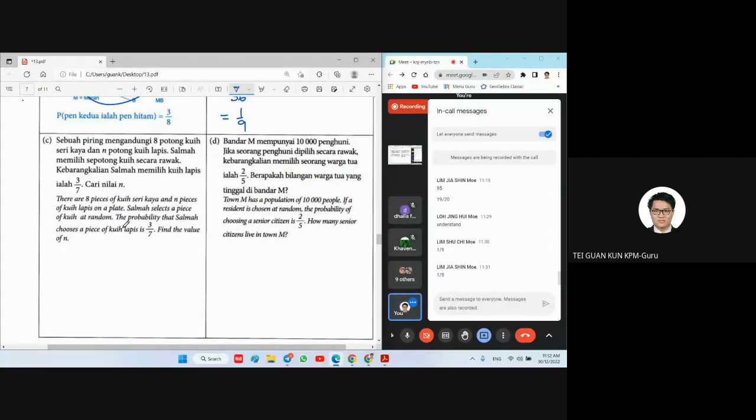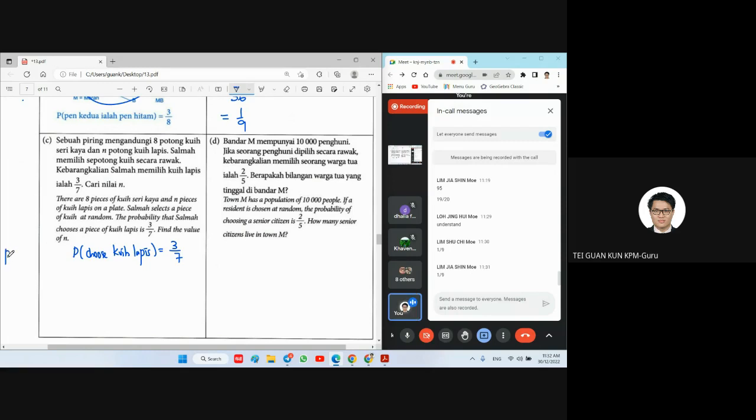C. There are 8 pieces of kuih seri kaya and n pieces of kuih lapis on the plate. Sama selects a piece of kuih at random. The probability that Sama chooses a piece of kuih lapis is 3 over 7. Find the value of n. Okay, so given the probability of choosing kuih lapis is 3 over 7.